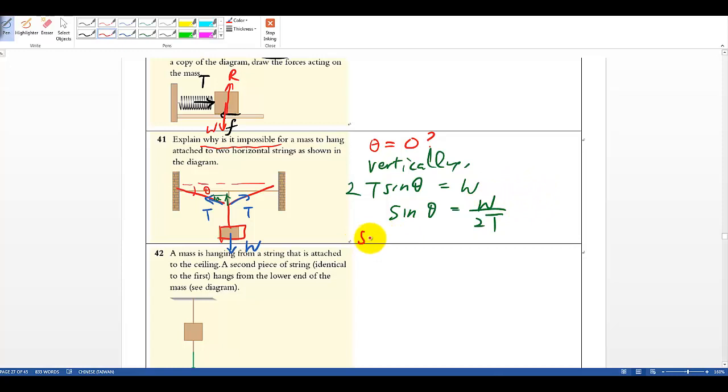Since W is non-zero, we have to say something. If it is 0, then we don't have to say anything. If there's no mass, then there is no weight, and technically you can hang a string that is perfectly horizontal, given that this string is massless. Then you can do it.